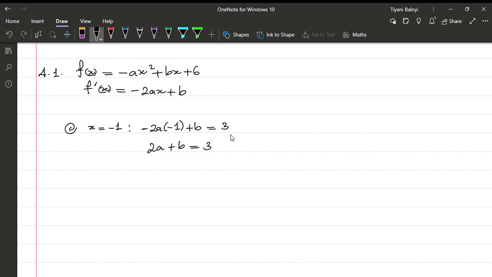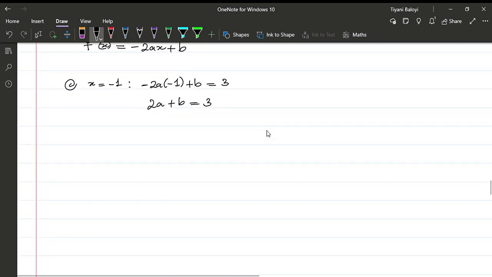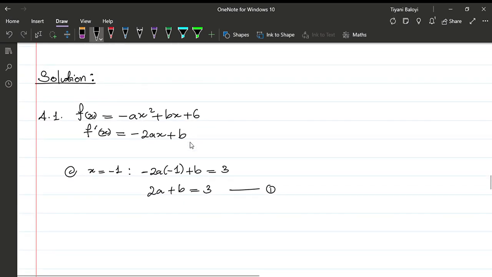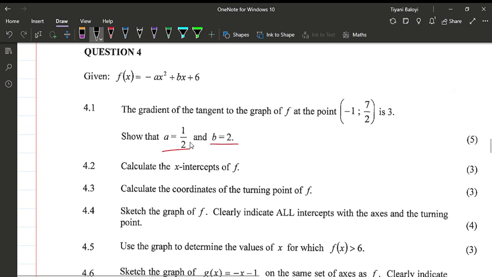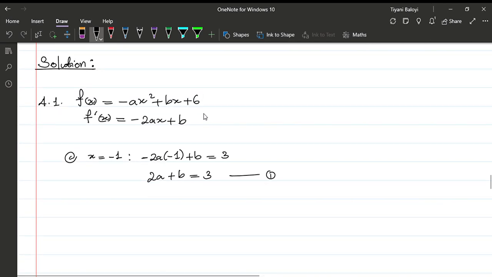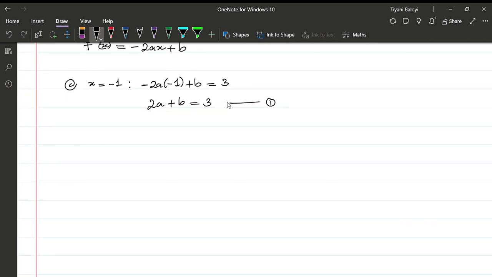Since we want to calculate a and b, we have two unknowns here, right? So we can just call this equation 1. Let's look at what else we can do. We are given a point on the graph. So the point minus 1 and 7 over 2 lies on the graph, right? So we can just substitute this into f of x.